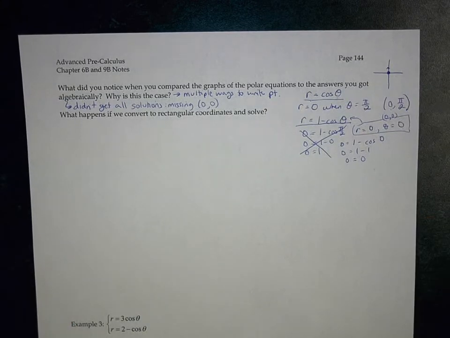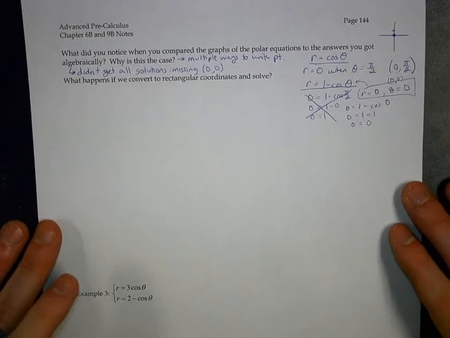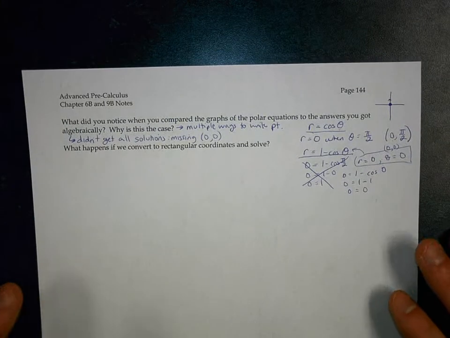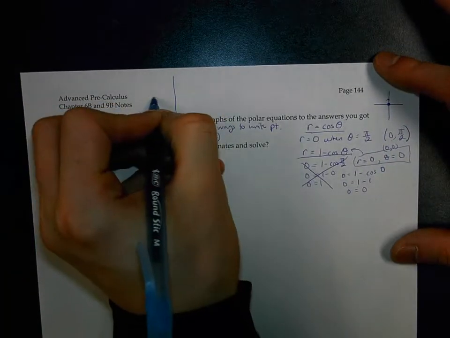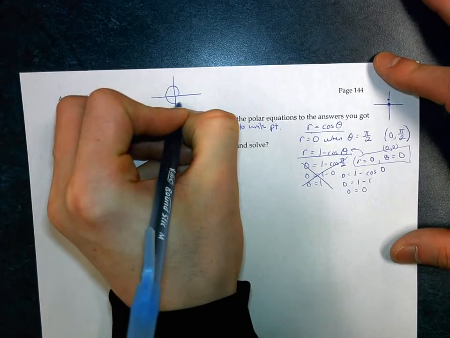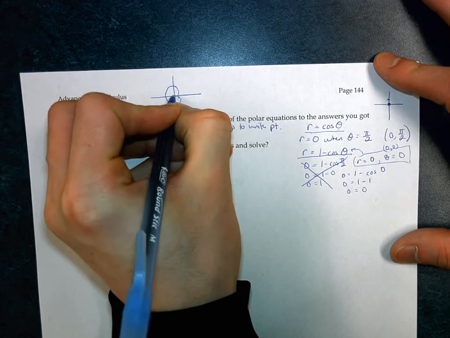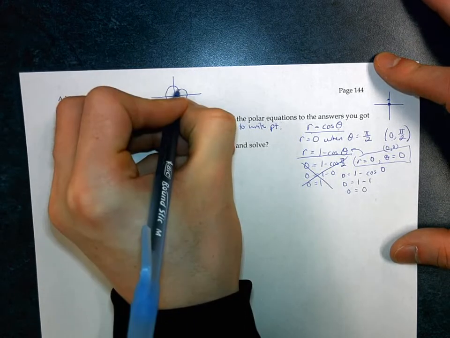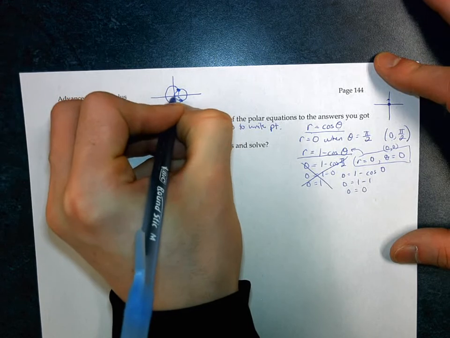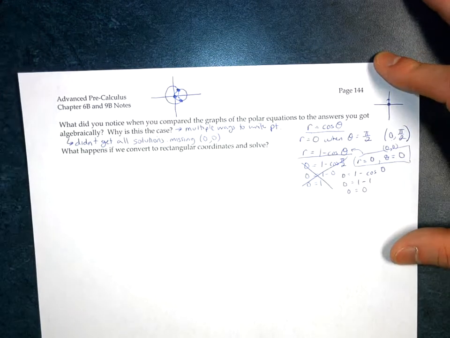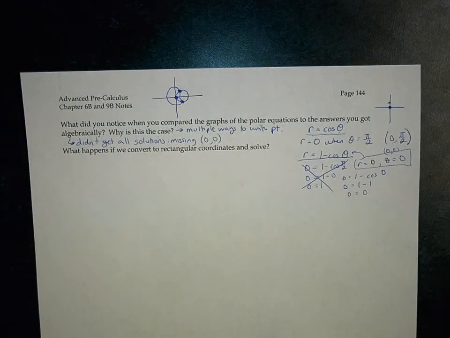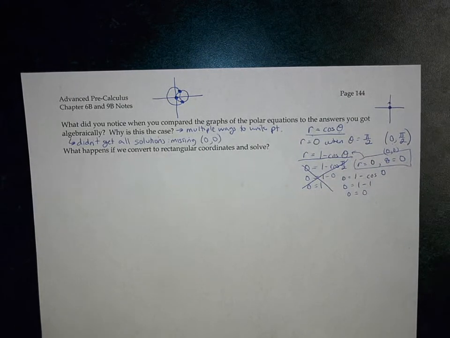So how can I be sure that I can get all solutions? What I can do is convert to rectangular coordinates and solve. Now we just found out on the previous page that I had the cardioid here, I had the circle there, and I had an intersection there, and an intersection there. Can I come up with 3 intersection points if I do this in rectangular?